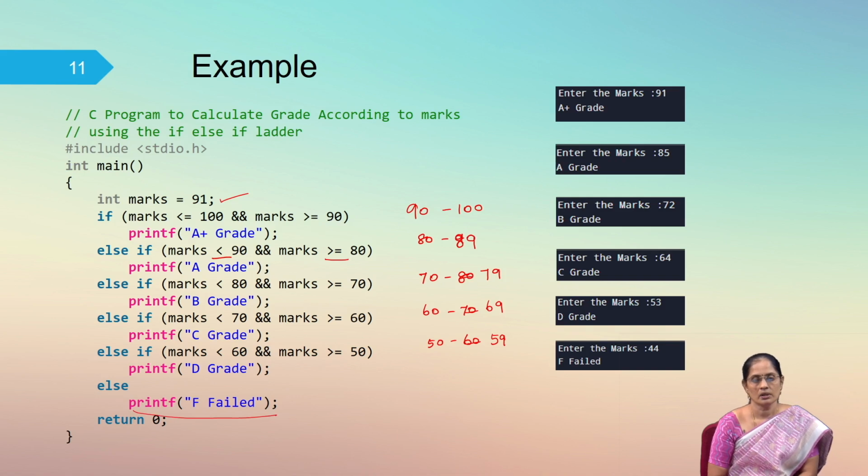So, this is how the else if ladder helps us check the grades or calculate the grade according to the scored marks. We can now analyze the output which we have here on the right side. So, if I enter the marks as 91, it gives me A plus grade, 85 gives me A grade, 72 B grade, 64 C grade, 53 D grade, and if I give less than 50, it gives me the grade F. So, this is how else if ladder gives us a better way of coding decision making statements.